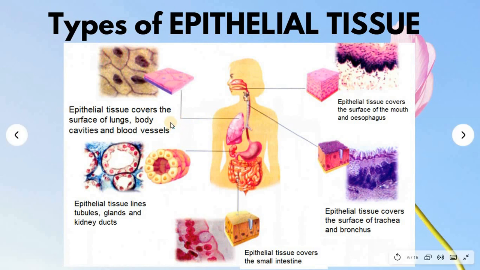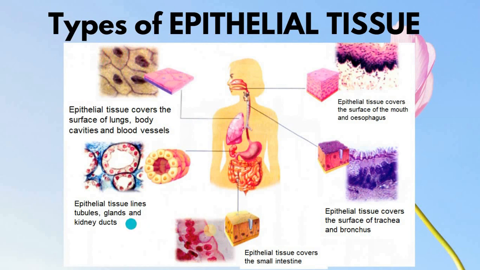What do you mean by body cavity? Body cavity is ruang badan. For example, a tube, such as the esophagus. Then number 2, epithelial tissue lines the tubules, glands, and kidney ducts. Later we'll discuss more about what a gland and a tubule are, maybe in the next topic.